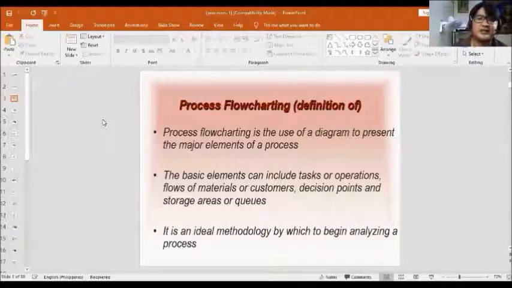Process flow charting is the use of a diagram to present the major elements of a process. The basic elements can include tasks or operations, flows of materials or customers, decision points, and storage areas or queues. So it is an ideal methodology by which to begin analyzing a process. In short, katulad din ito ng ginagawa ninyong project. Di ba nung gumawa kayo ng project, siguro some of you gumawa rin ng flowchart. Paano ba gagana yung system ninyo from input until output?